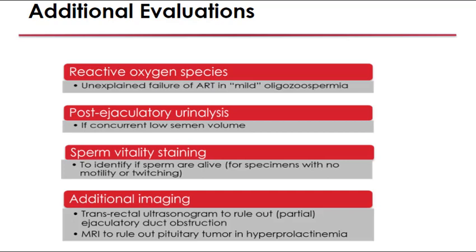When there is coexisting severe asthenospermia, to establish whether sperm are viable, vitality staining may be needed. If a partial ejaculatory duct obstruction is suspected, a transrectal ultrasound may be used to help establish the diagnosis. A pituitary tumor may result in hyperprolactinemia, leading to impaired sperm concentration. An MRI can be used to establish this diagnosis.